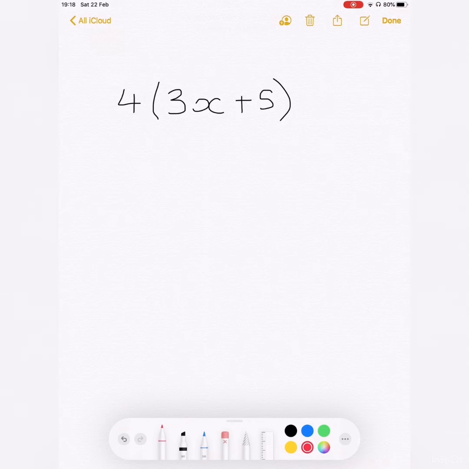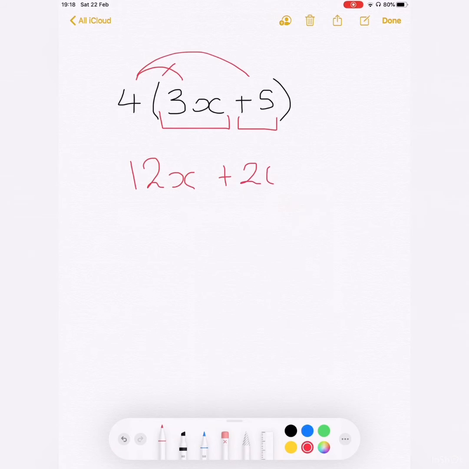So another expanding one. Remember, the first thing we must do is draw on our moons. And remember, along these, we times. So we're going to do 4 times 3x, which is 12x, and then 4 times positive 5. Remember, always cross them off. So 4 times 5 is positive 20. We can't do anything with that, so that's our final answer.